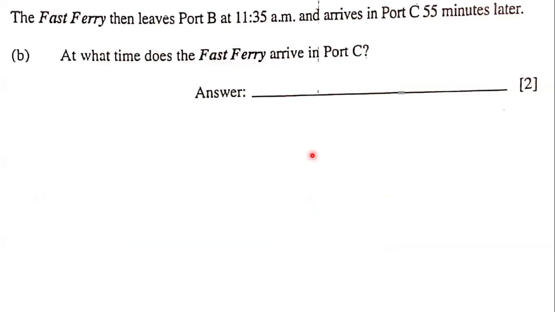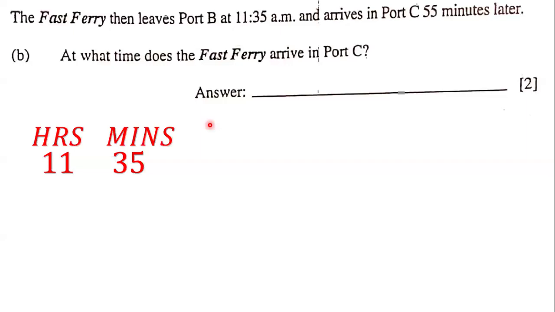question. Next, it states that the fast ferry then leaves Port B at 11:35 a.m. and arrives in Port C 55 minutes later. At what time does the fast ferry arrive in Port C? Now for this one, what we have to do is add. So we're going to take 11:35 and we're going to add 55 minutes to that.